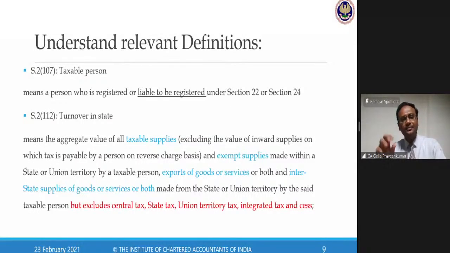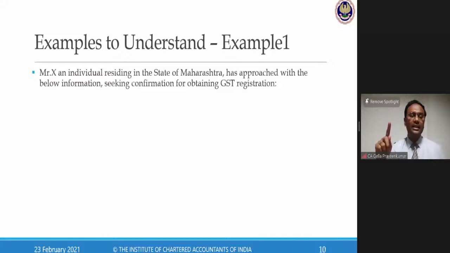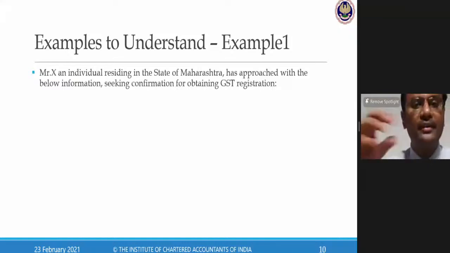Turnover in a state. This is one definition which is carved out of your aggregate turnover. Please keep in mind, the aggregate turnover we have read just now is a replica for turnover in a state. It says the aggregate of taxable supply, exempt supply, exports, and interstate supply made from a state. Now, these are some basic definitions which are important for us to understand before we get into the main topic.